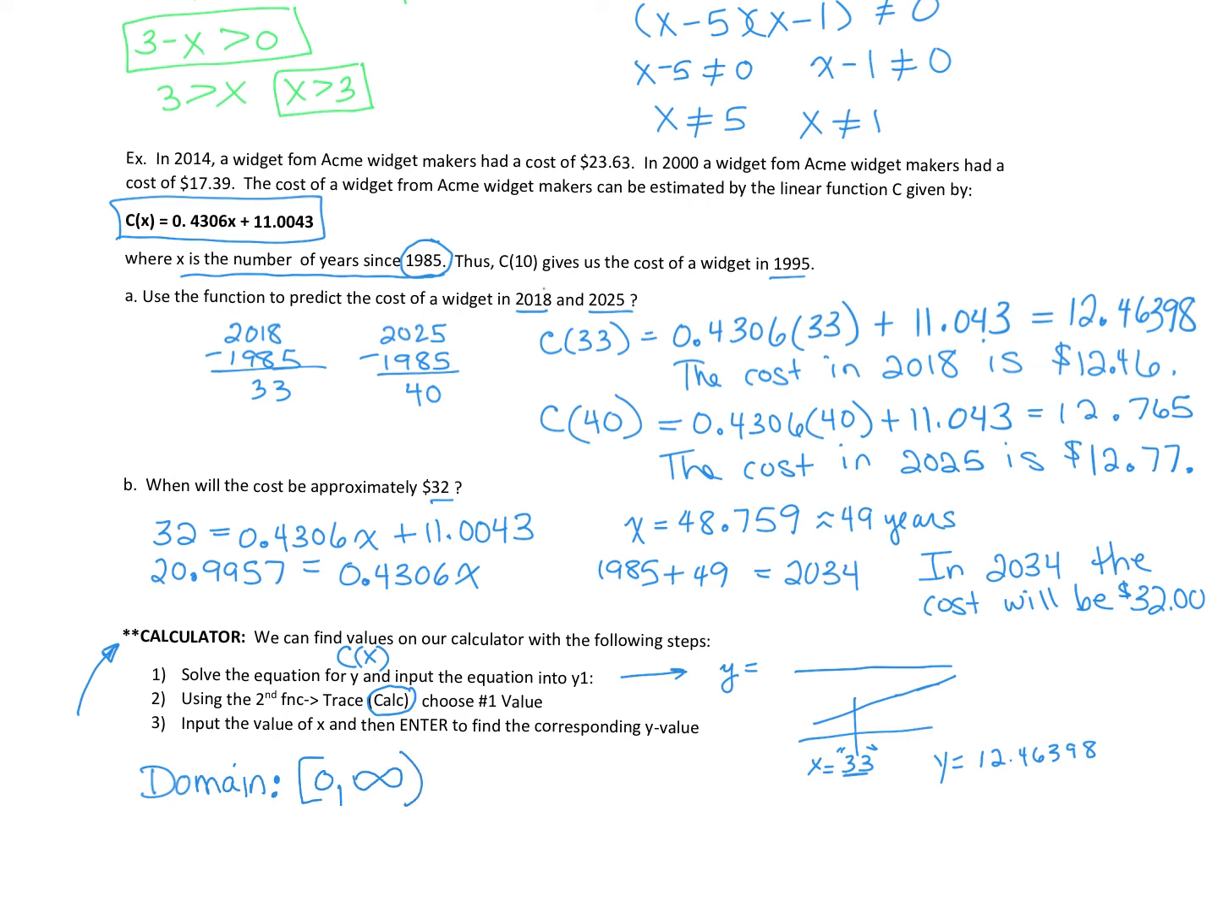The range, on the other hand, if we were to plug 0 in to our cost function, our smallest range value would be 11.0043. And again, assuming the cost could increase without bound, that would be infinity.